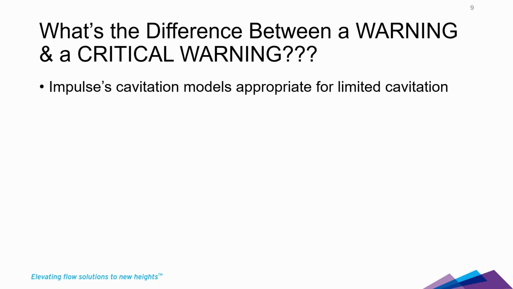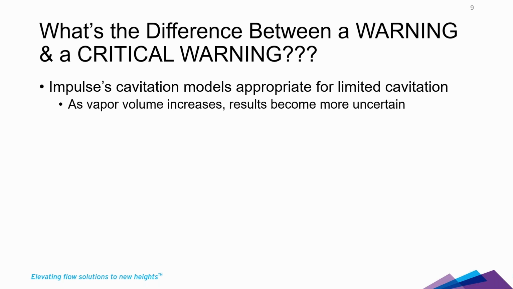So when you're dealing with cavitation, there are two different types of warning messages that you can see. Ultimately, as your vapor volumes grow and become larger and larger inside the pipe and inside the pipe section itself, the results are going to become more uncertain. Again, Impulse is assuming 100% liquid full pipes and constant wave speeds for your fluid.